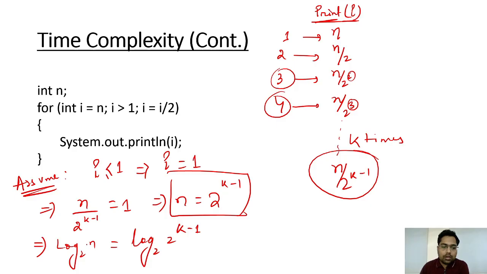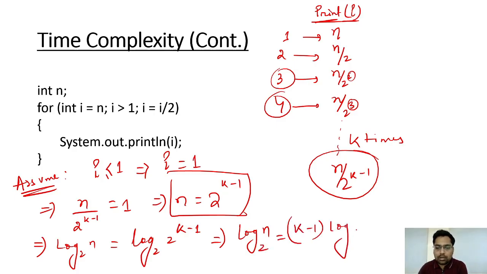Okay, so here log n base 2. Always take 2 as the base. If k is on a power, always take that one as the base. Okay, here I have taken this as the base. Now you can say n log n base 2 this side, k minus 1 this side, log n base 2, log 2 base 2. Log 2 base 2 is 1.